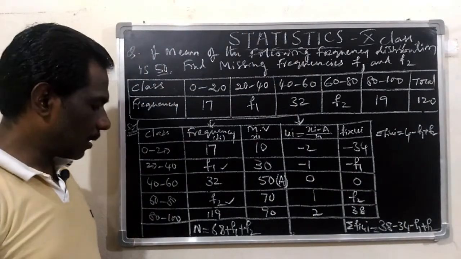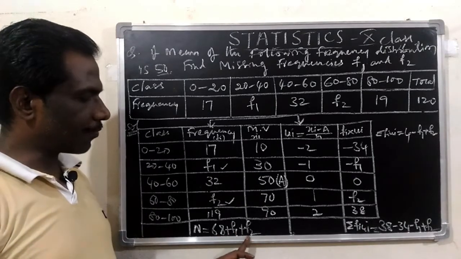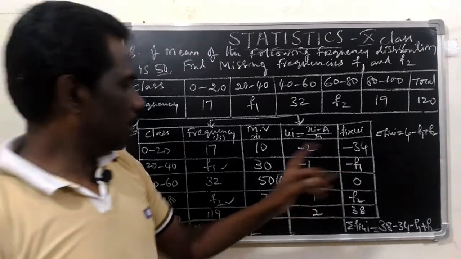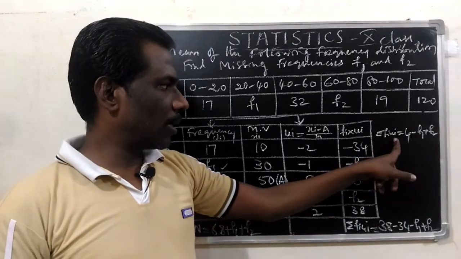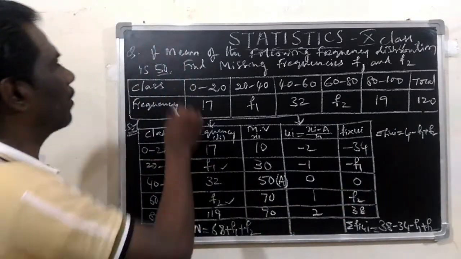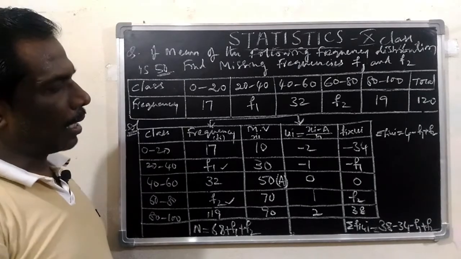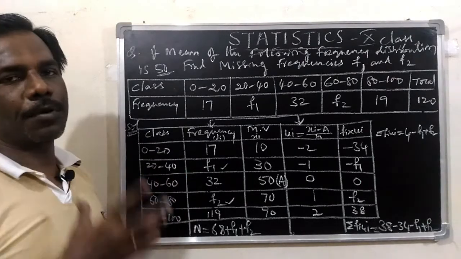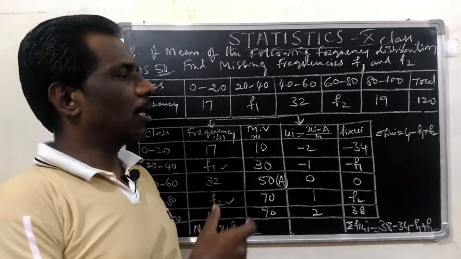So we get n is equal to 68 plus f1 plus f2, and a is 50, and sigma fi ui is 4 minus f1 plus f2. And the mean value is given as 50. These values I am now going to substitute in the formula of the step deviation of mean.